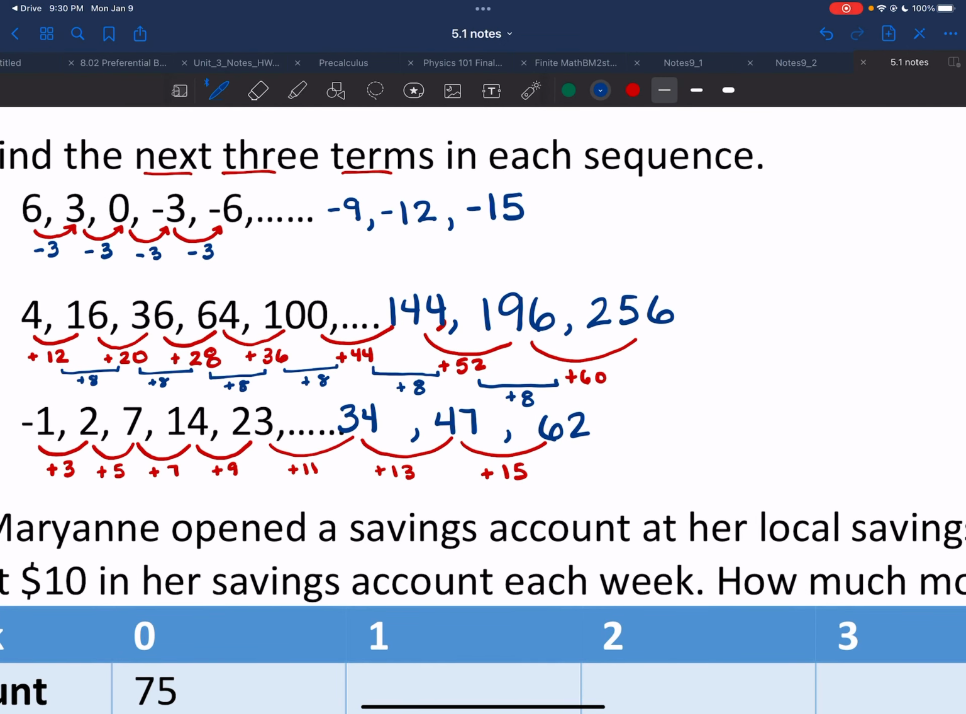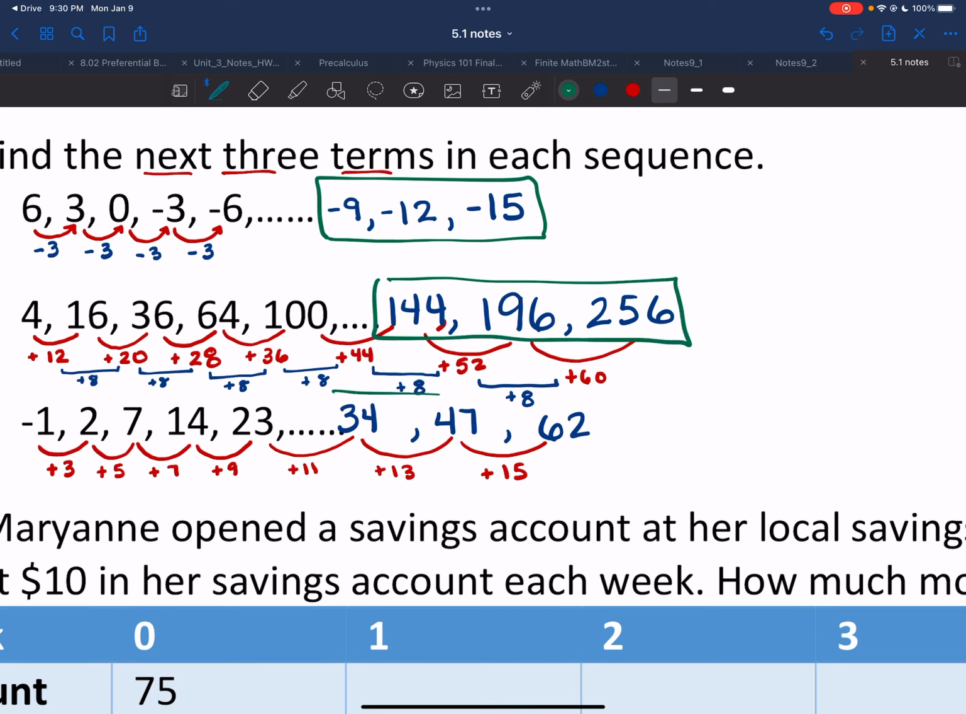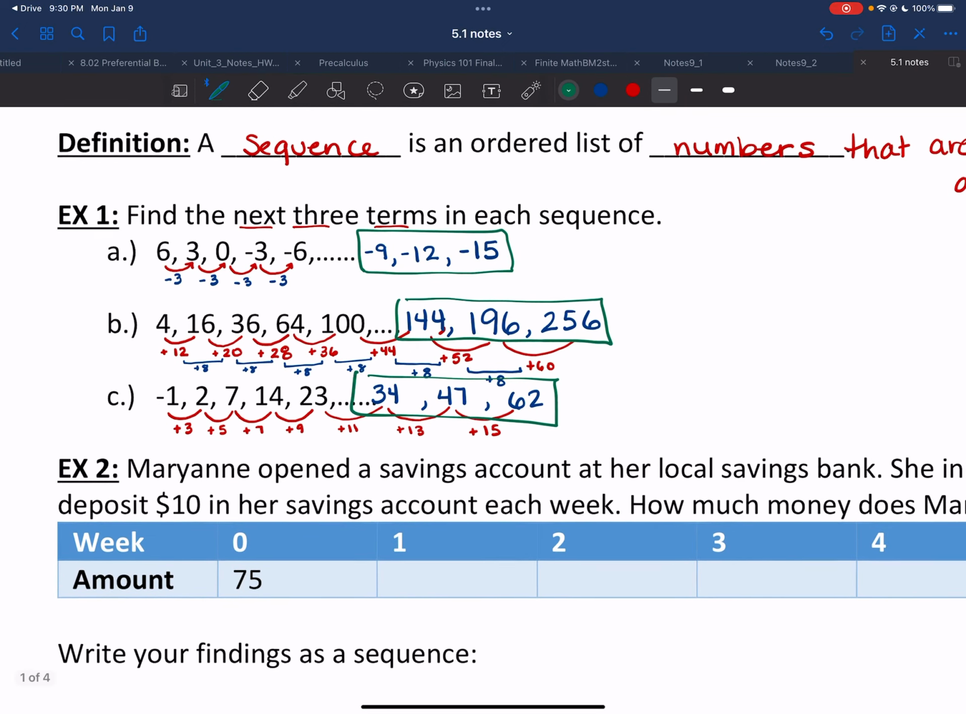I wrote these kind of small, but you can see these are the next ones in my sequence. So all we did is we just looked for a pattern between them. Okay, let's put it into a problem-solving piece here.